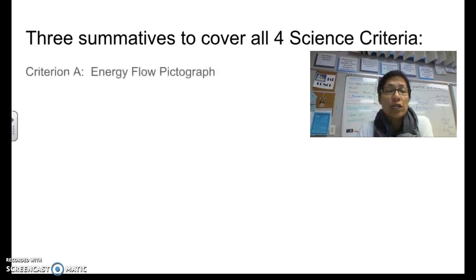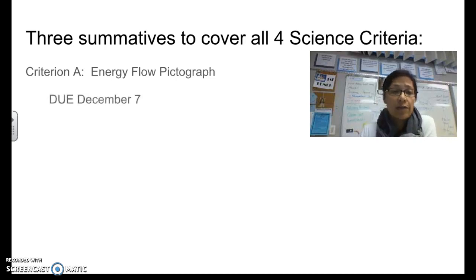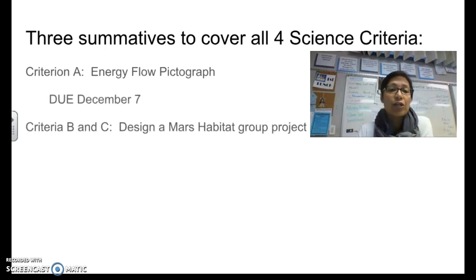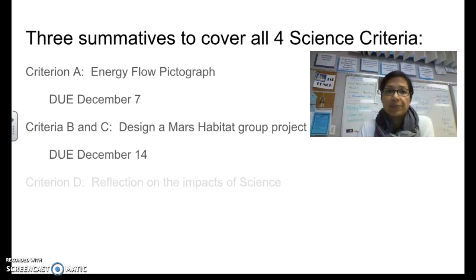Criterion A, which is knowledge and understanding of science, would be the energy flow pictograph. So your students will show their knowledge and understanding of what we've covered in quarter 2 through a pictograph. This is due on December 7th. For criteria B and C, which is inquiring and designing and processing and evaluating, they are to design a Mars habitat with their group. This is due December 14th.